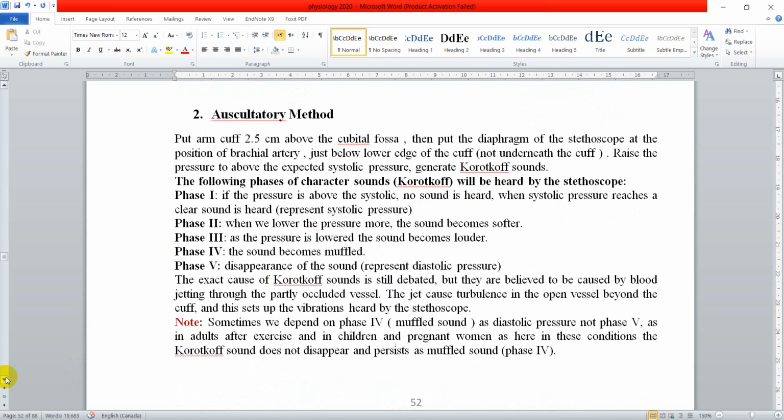The auscultatory method is more commonly used for measuring blood pressure. Put the arm cuff 2.5 cm above the cubital fossa, as in the palpatory method. Tie the cuff either two fingers above the cubital fossa or 2.5 cm. Then put the diaphragm of the stethoscope.